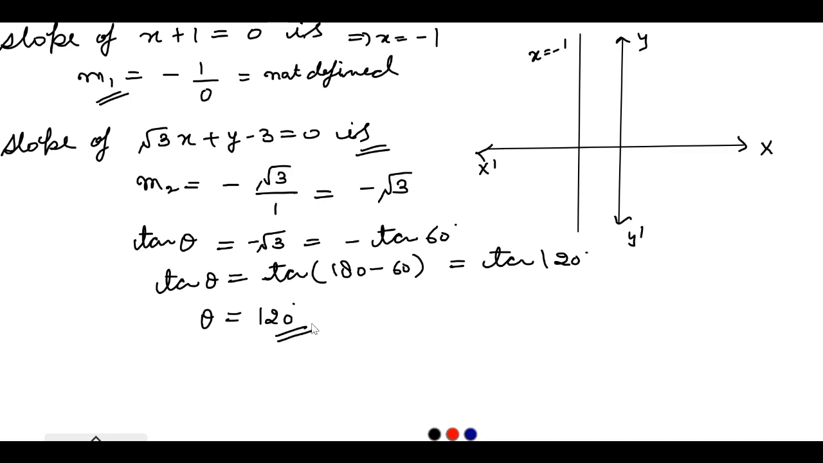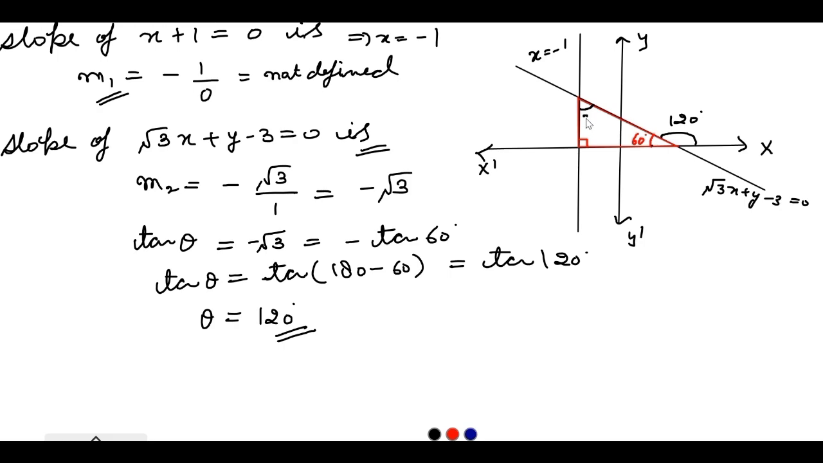Second, the inclination of the second line is 120 degree, which means the angle made with the positive direction of the x axis is 120. Suppose this is the second line, root 3x plus y minus 3 is equal to 0, and its inclination means this angle is 120 degree. If its inclination is 120 degree, then this angle will be 60 degree, 180 minus 120. This angle is 90. Now look at this triangle. This is 60, this is 90.